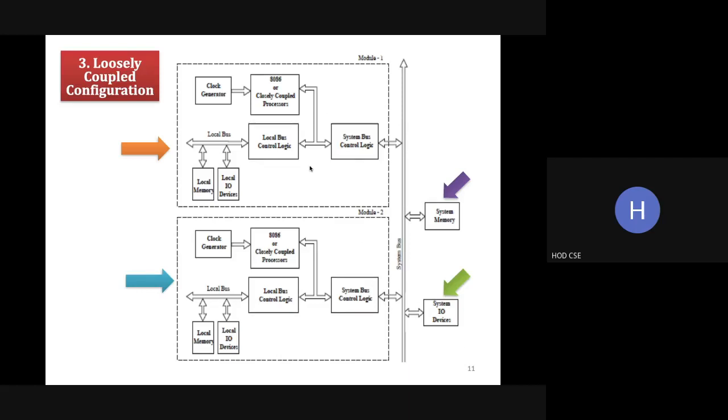And every module will have its own clock generator, and also its own local memory and local IO devices. As we know, if you have a computer, it will have its local memory inside it, and we have the local IO devices, that is the keyboard and mouse connected to the single computer. So that is a module. Okay, so there is a LAN connection. So we can have shared system memory, and IO devices can be shared.